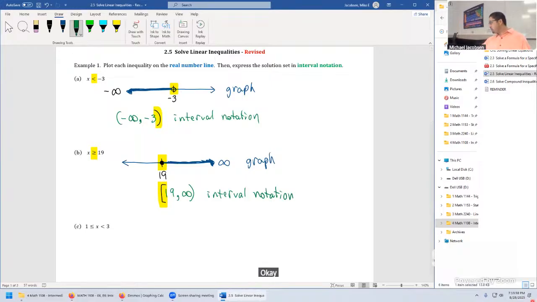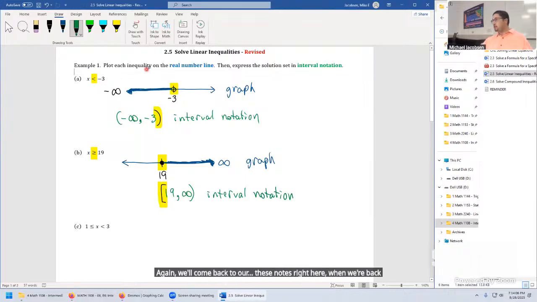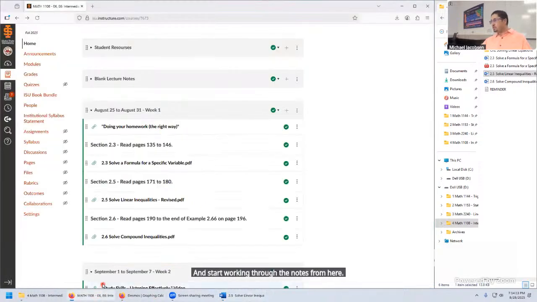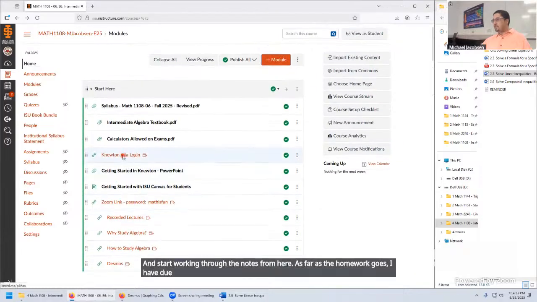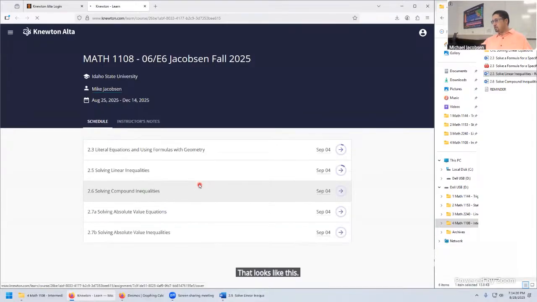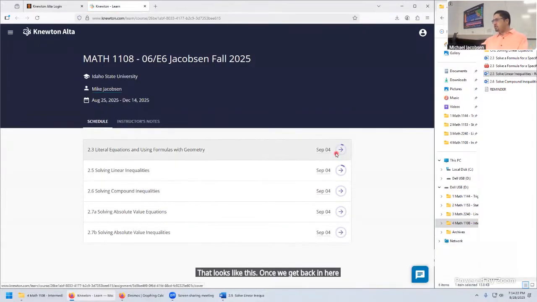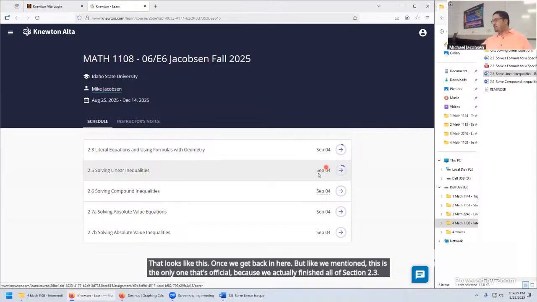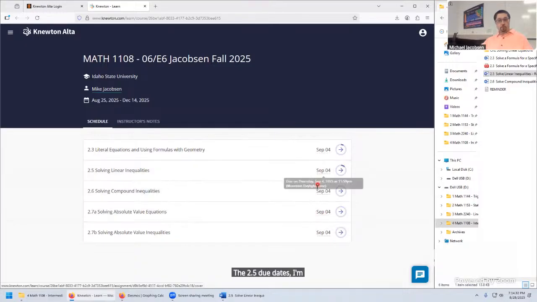Okay, well, we went right up to the minute at 7:14. Again, we'll come back to these notes right here when we're back in our Tuesday class, and start working through the notes from here. As far as the homework goes, I have due dates that looked like this. But like we mentioned, this is the only one that's official because we actually finished all of section 2.3. The 2.5 due dates, I'm going to move these out so you have the full week to solve these.